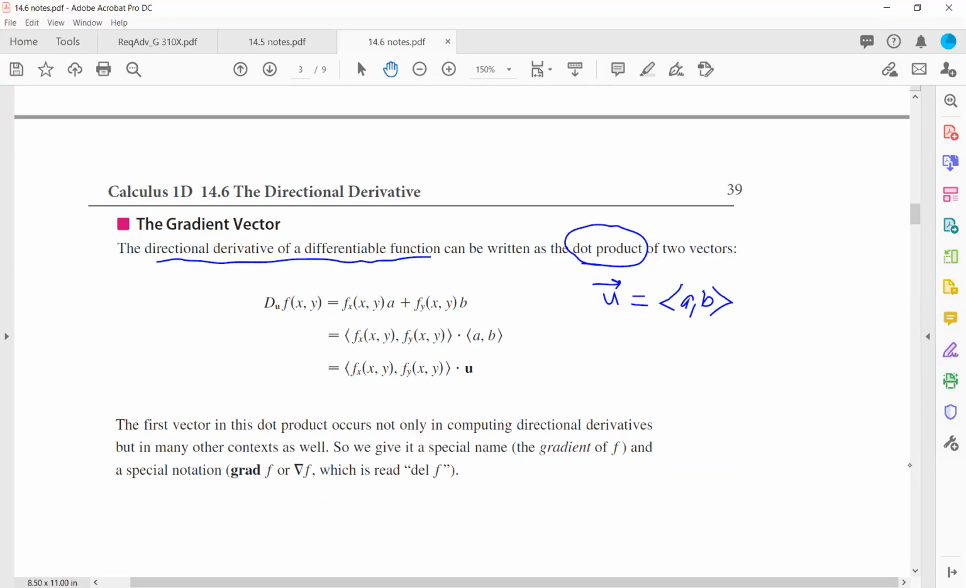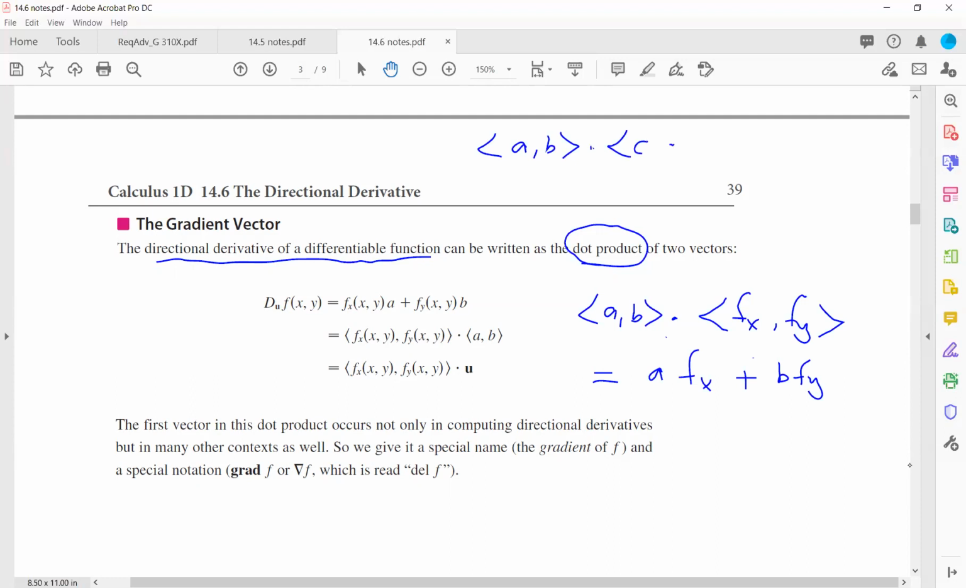So if I just multiply using the dot product of f_x, f_y, and u, here I'm just using the dot product for these two vectors and defining something new that we call the gradient. So (a, b) dot (f_x, f_y). You know that when it comes to the dot product, you multiply the first coordinates, a f_x, plus you multiply the second coordinates, and that's how you define the dot product. If you have (a, b) dot (c, d), the dot product is ac plus bd.